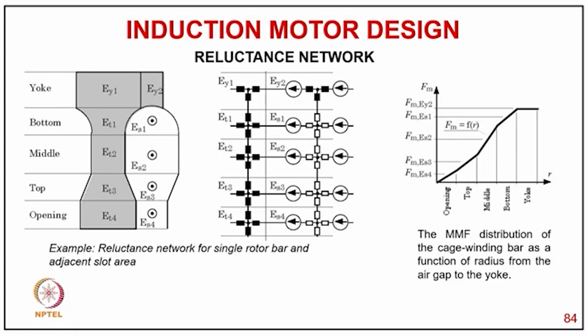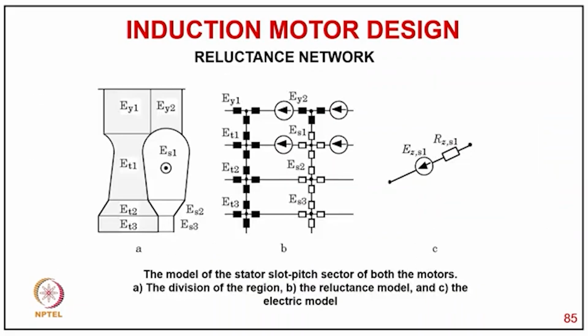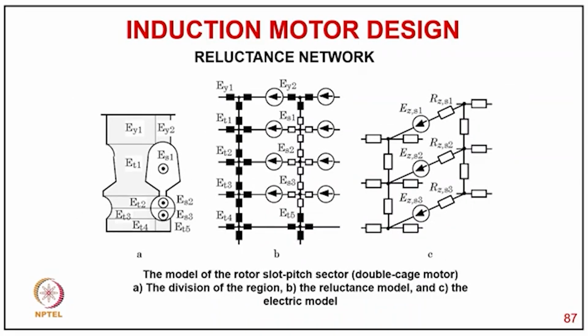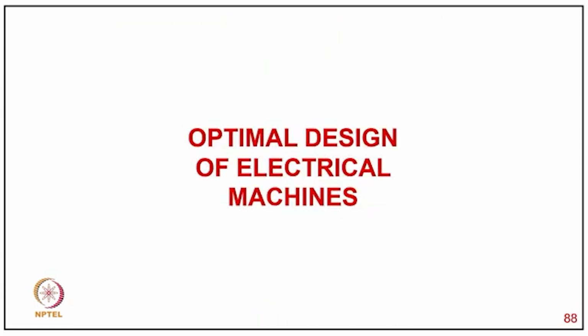And then you can have a calculation, an example of how the slots are arranged, starting from the yoke portion, then bottom, middle, top and opening, many parts as a network. Then we get the characteristics related to the different parts of this MMF distribution with a more detailed configuration, giving a much better result. Similarly, the model for the stator slot factor for both motors. Then the rotor slot pitch factor sector calculation of a single cage motor. Then similarly for the double cage rotor, because sometimes double cage rotors are used, as you can see the geometry of this, calculate the reluctance model and electrical model.